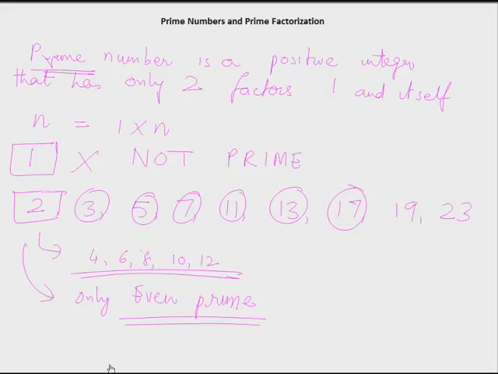So we have a list of prime numbers that goes on forever. There's a very elegant proof that shows you that there is no largest prime. Given any prime number, there's always one more prime bigger than that. So the number of primes is infinite. Of course, we don't need to get into that proof, but you should know that fact. There are infinitely many primes.